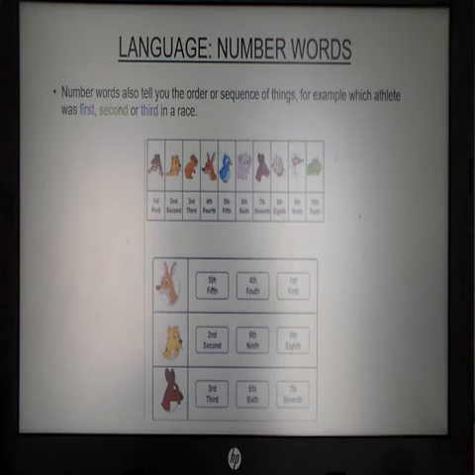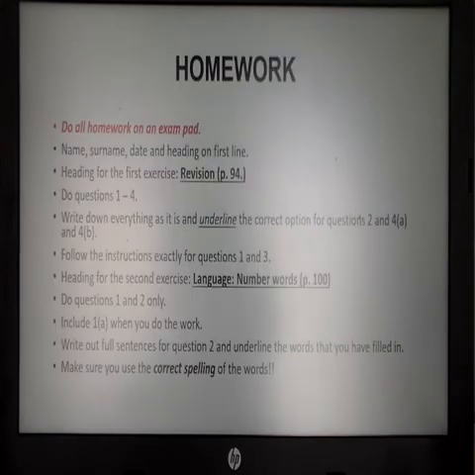So for first you will write the number 1, or in the order or sequence of things, it's first, second, third, etc. I've given you pictures here. It goes to 10th. Please look at the spelling, boys and girls. It's very important. Because we're also going to do a bit of an exercise. So for more homework then, also on an exam pad, again, please name, surname, date and heading on the first line. Here we have 2 exercises.